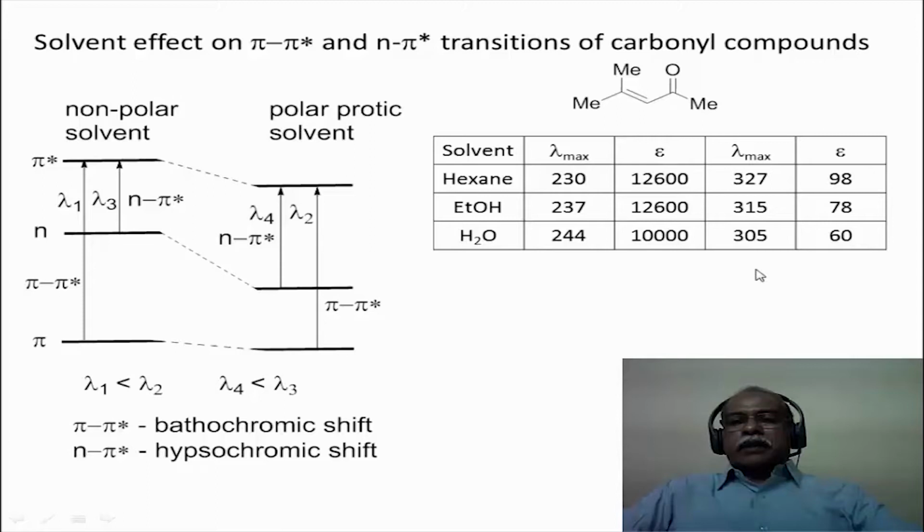And if you take the n pi star transition, which is at a longer wavelength, 327 in hexane, for example. When you measure it in ethyl alcohol, it goes to a lower wavelength. In other words, the lambda 4 is less than lambda 3. So lambda 3 is more than lambda 4, for example. So the decrease in the wavelength is essentially explained by means of the solvation of the n level in comparison to the n level in the nonpolar solvent. So as you increase the polarity of the solvent, the pi to pi star goes to a lower energy, whereas the n to pi star goes to a higher energy. Not much of an effect in terms of epsilon; the values are nearly the same in all the polar as well as the nonpolar solvents.